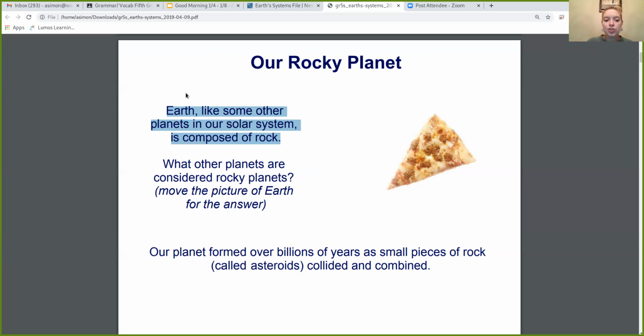And go ahead and add this into your notes as well, guys. The reason Earth is composed of rock and made entirely of rock is because of those asteroids that combined together. They kept hitting each other, and they combined to eventually form what we know as Earth. Our planet formed over billions of years as small pieces of rock called asteroids collided and combined.